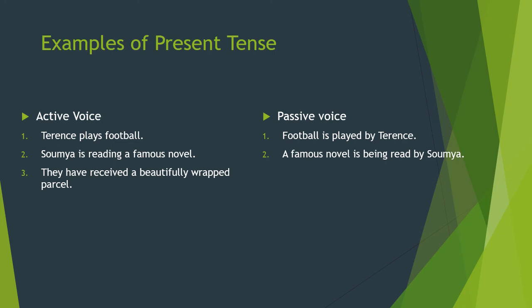As usual, subject and object should exchange. So the subject will become a beautifully wrapped parcel. Okay, it is singular, so has or have should be used. It is has. So the sentence will be, a beautifully wrapped parcel has been received by them.